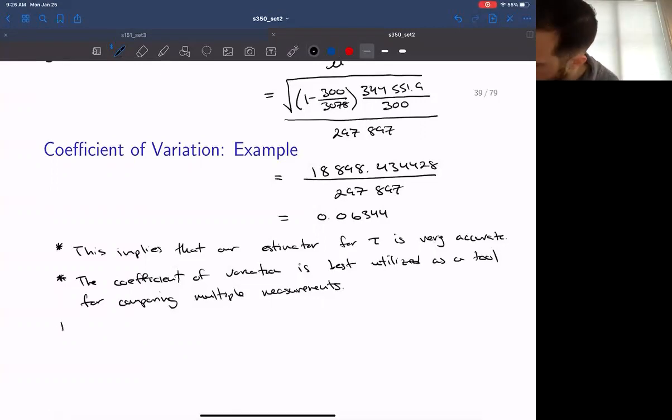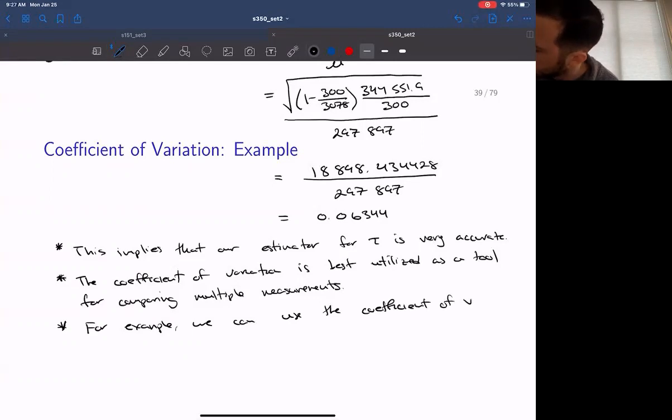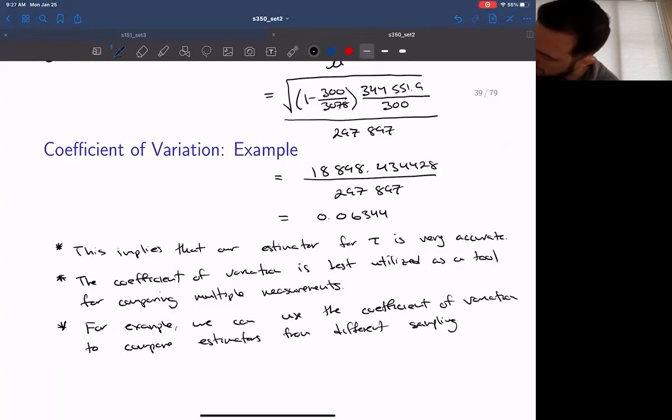Okay, so for example, we can use the coefficient of variation to compare estimators from different sampling strategies.